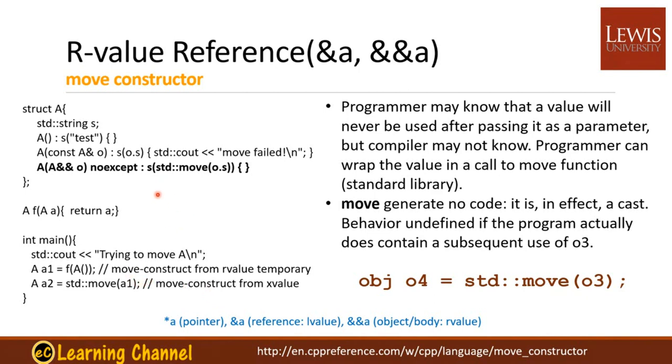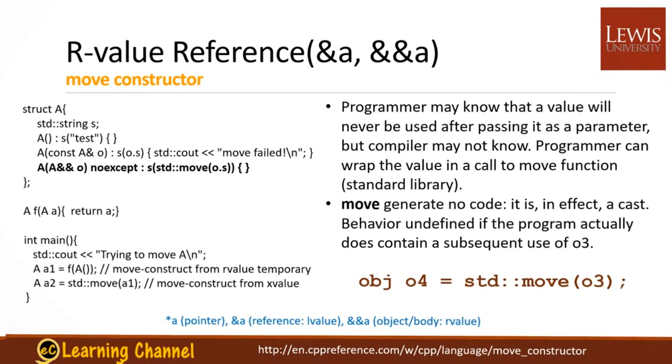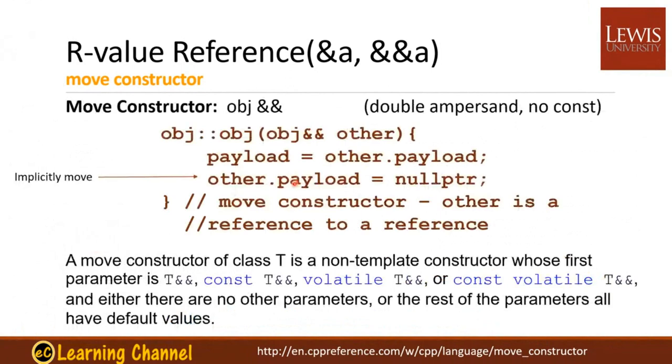The A1 is being passed to here, and then we call the standard move function. So here we pass O into there. And the move function is calling the move function over here.